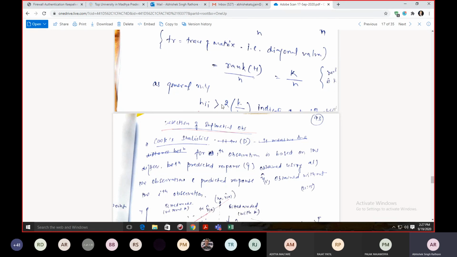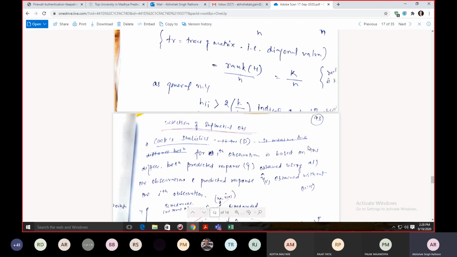So how can you identify that? Just go for your hat matrix, and let's say you have a kth rank. The rank is k and you have n number of items available. When you have k by n, and twice k by n is less than your hii value, it means that you have a leverage point. So this is how you can identify your leverage points.